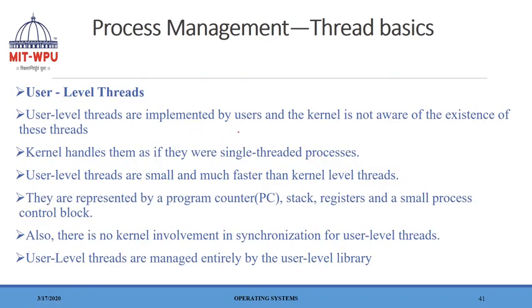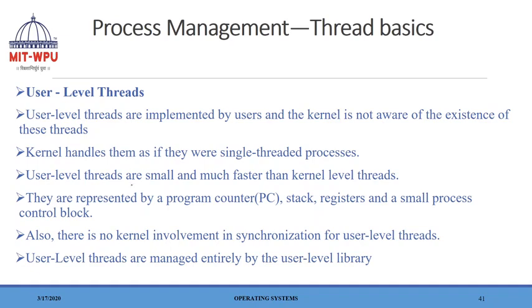User level threads are implemented by users and the kernel is not aware of the existence of these threads. Kernel handles them as if they were a single-threaded process. As the kernel is not aware of these user level threads, the operating system understands them as a single-threaded process. So these threads cannot be scheduled by the operating system. They can be scheduled by the user by using the user level library utilities.